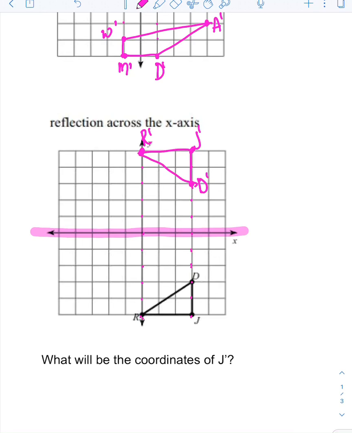Now, I could have done all that like I did and flipped the entire thing, but look at the question. It says, what will be the coordinates of J prime? So that means this, J prime, that's really all I had to do. But now that I'm going to read the coordinates, remember we start at 0, 0. So I go to the right, 1, 2, 3, comma, and I go up 1, 2, 3, 4, 5. So my coordinates for J prime are 3, 5.